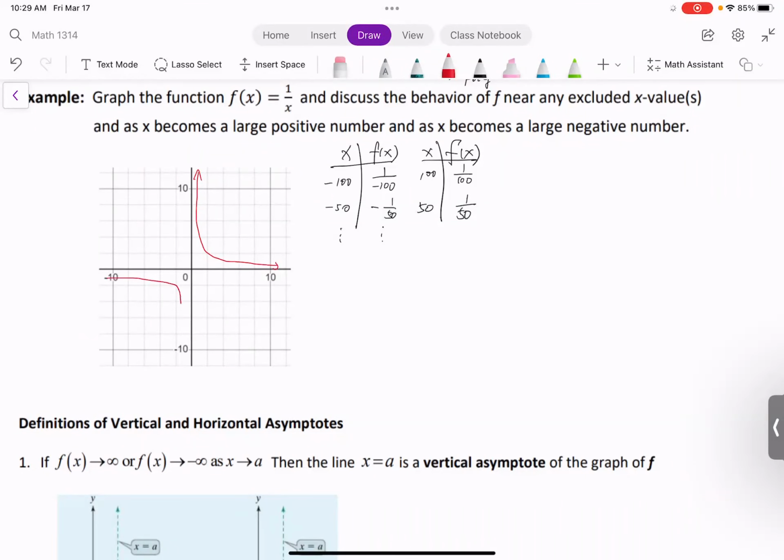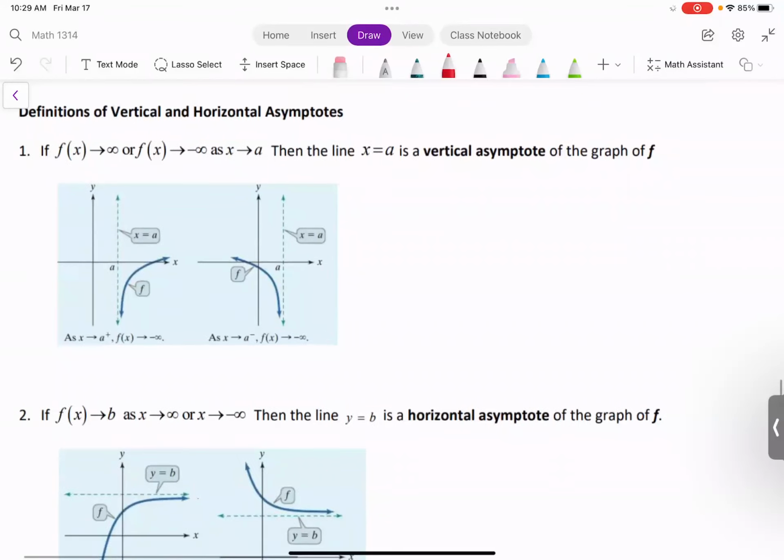On the other side, it doesn't have a sharp corner. That's a smooth curve. Let's see the definition of vertical and horizontal asymptotes. If f of x approaches infinity or negative infinity as x approaches a, then the line x equals a is a vertical asymptote.